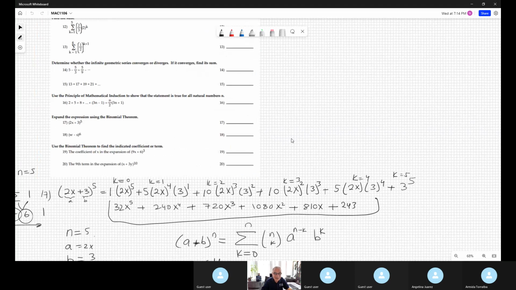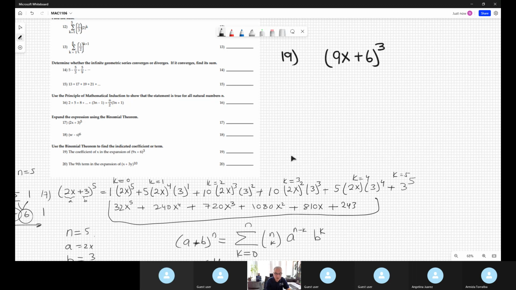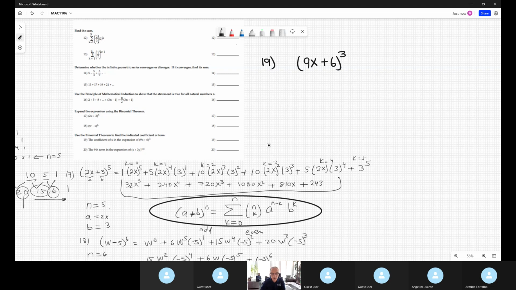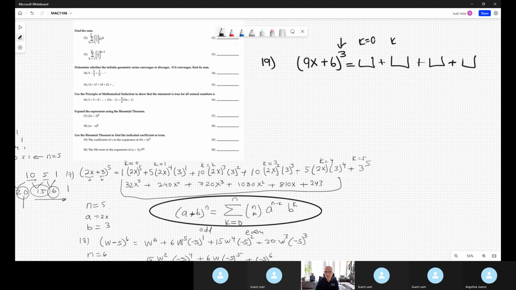Okay, 19. You can do it in two different ways, but I highly recommend the first way I want to explain. So you have the binomial (9x + 6) cubed, and you know the formula. By coincidence, I have here the formula that I want to copy again. When you expand this binomial, you get 1, 2, 3, and 4 terms, so one more than the power. Power 3 gives 4 terms: k0, k1, k2, and k3.